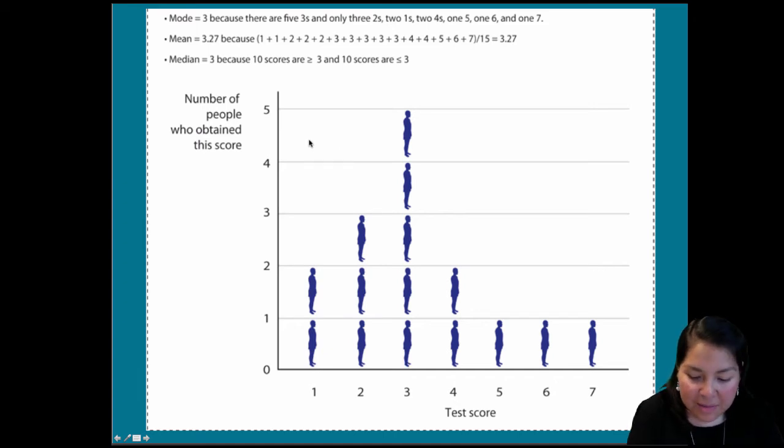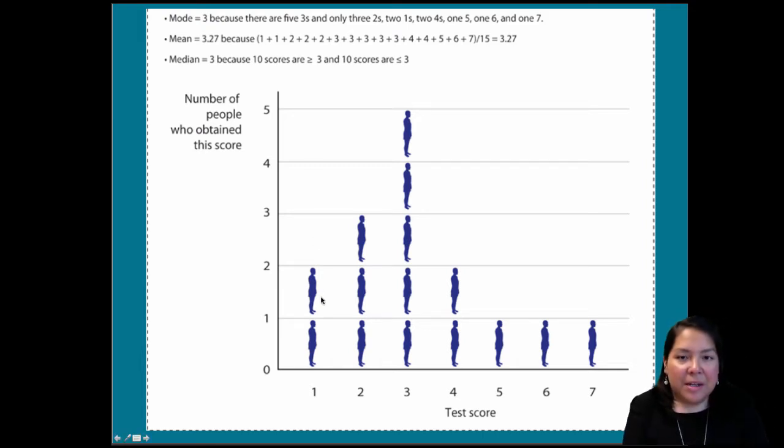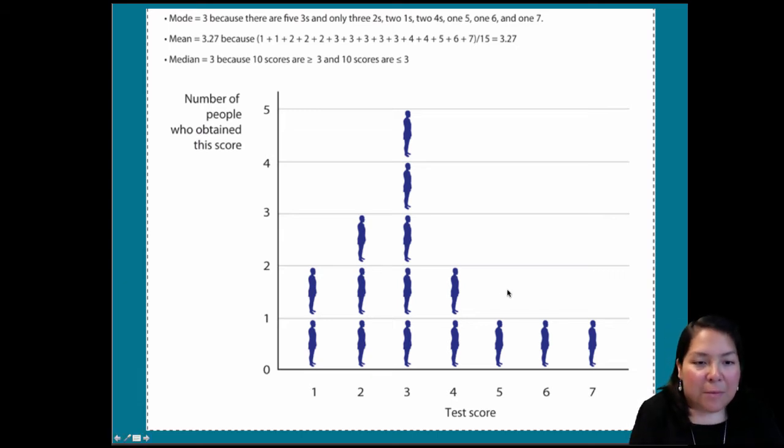And then we can see the median, where we lined up the data points from least to greatest. So we had 1, 1, 2, 2, 2, and we go from least to greatest, and we find that the middle number is 3.